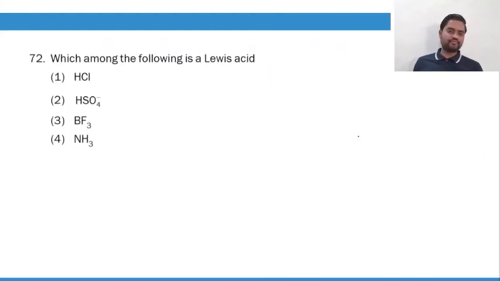Okay. 72. Which among the following is a Lewis acid? And what is a Lewis acid? The one which accepts electrons. Okay, the one which accepts electrons. So electron acceptor is what? Option number 3. BF3 is the one that accepts electrons. So 72, option number 3 is the right answer.